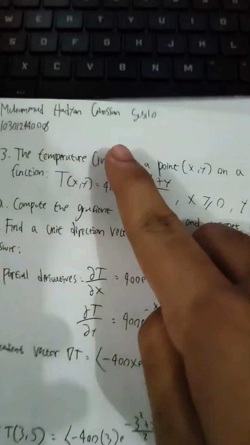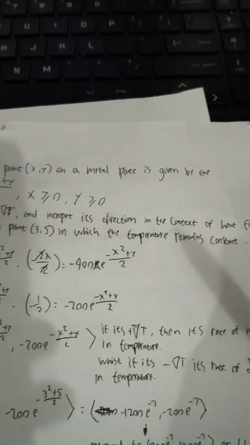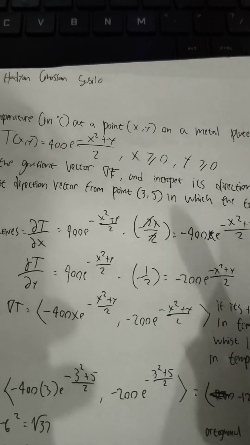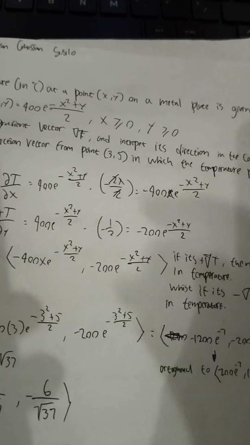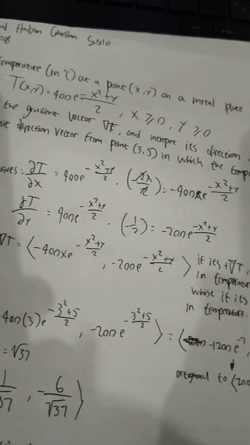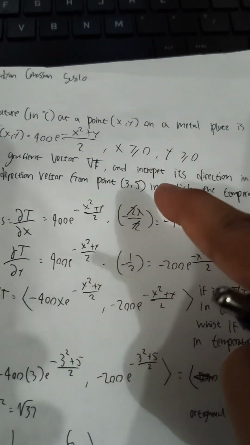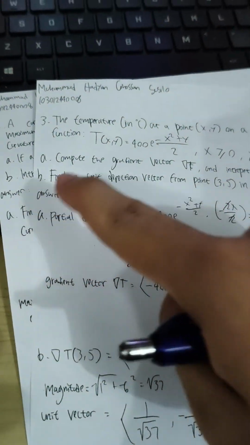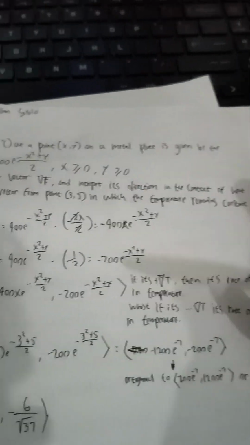Okay, number 3, the temperature in Celsius, of course, at a point xy on a metal plate is given by the function T(x,y) equals 400 e to the power of minus (x squared plus y) divided by 2, where x is greater or equal to 0 and y is greater or equal to 0. Now, we need to compute the gradient vector of T and interpret its direction in the context of how heat flows. And b, find the unit direction vector from point (3,5) in which the temperature remains constant.